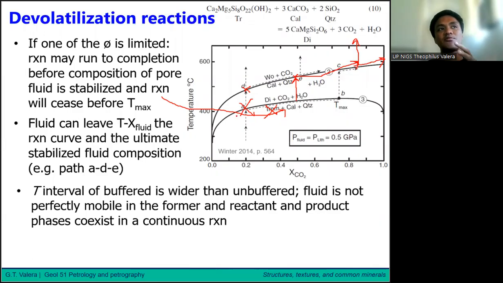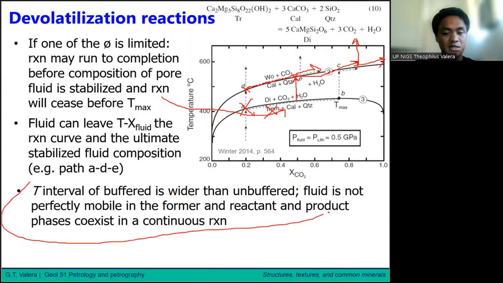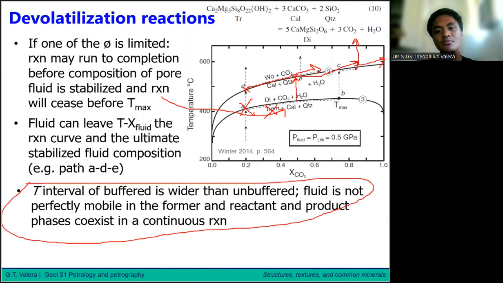fluid from the reservoir keeping the system at that composition. Then the reaction just proceeds this way, something like that. The temperature interval of buffering is wider than in an unbuffered system. The temperature interval of buffered systems is wider than that of unbuffered systems. Fluid is not perfectly mobile in the buffered system, and the reactant and product phases coexist in a continuous reaction. Anyway, this is basically what I have been saying earlier.